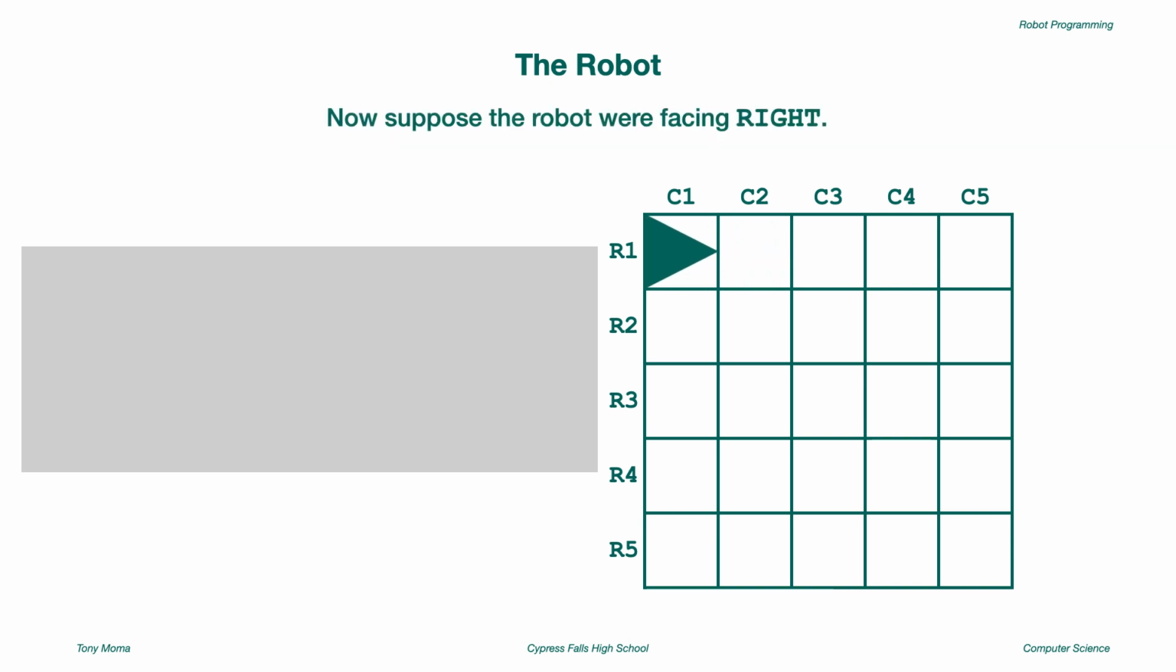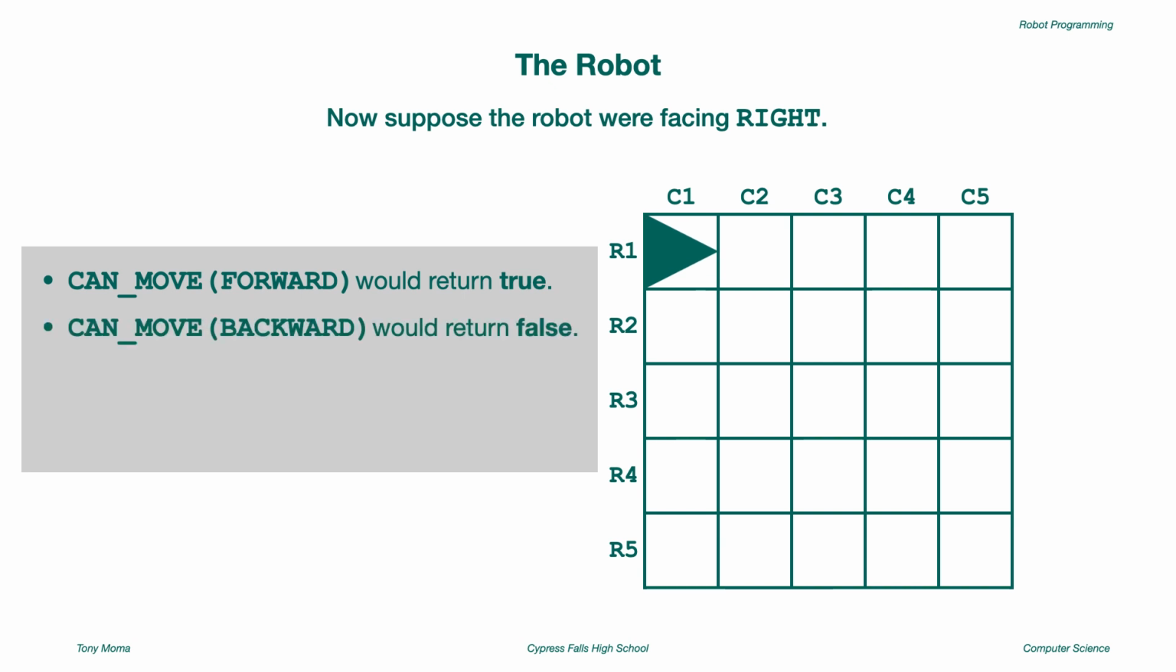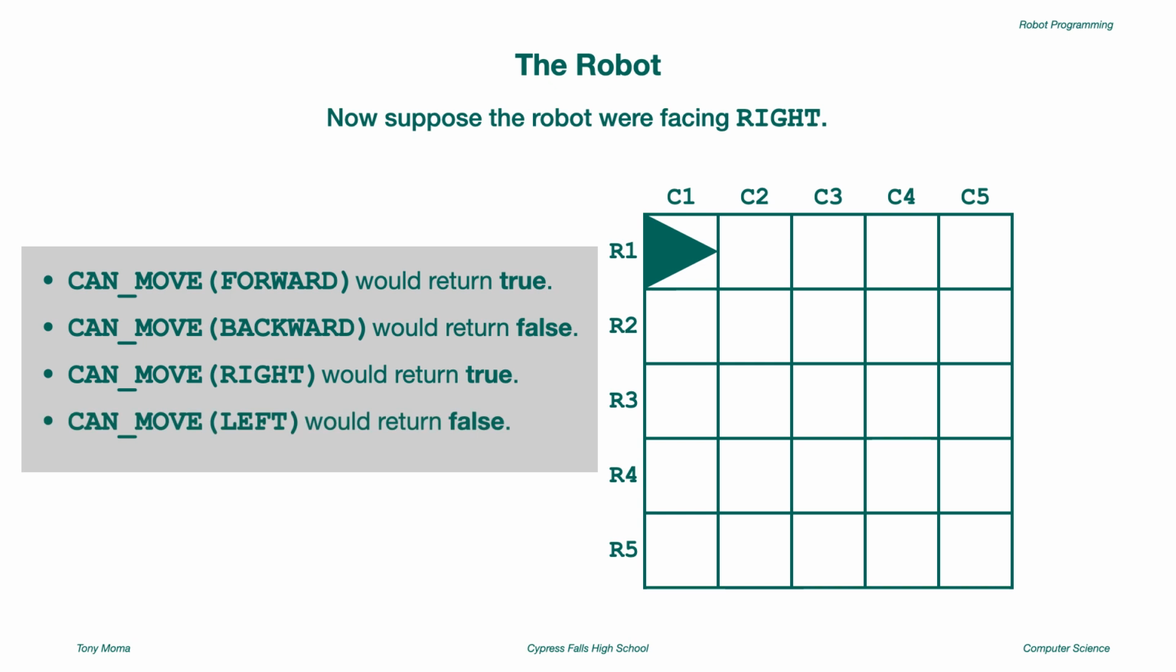Now, suppose the robot started off facing right. In this case, can move forward returns true because there is an open square in the forward direction. Can move backwards returns false because there is no open square in the backwards direction. Can move right returns true because if we rotate right and move forward, we do land in an open square. Can move left, however, returns false because if we rotate left and move forward, we do not land in an open square.